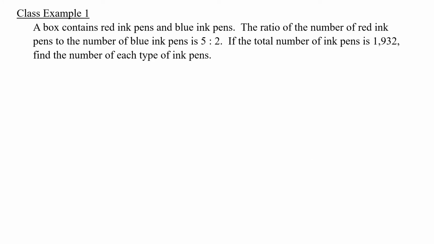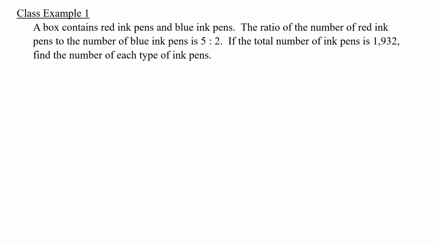Now, the first example says a box contains red ink pens and blue ink pens. The ratio of the number of red ink pens to the number of blue ink pens is 5:2. If the total number of ink pens is 1,932, then find the number of each type of ink pen.